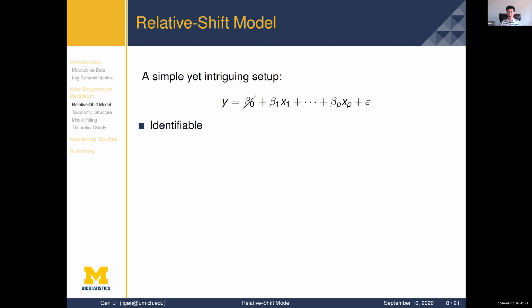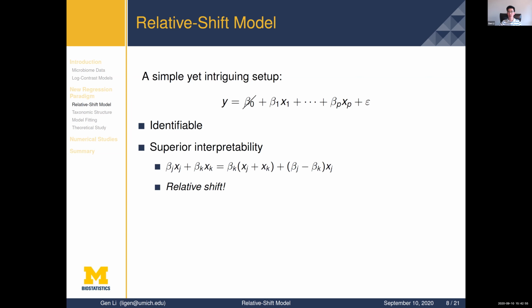Moreover, we find that this simple model has many nice properties in practice. For example, it has superior interpretability in the way that the contrast of any regression coefficient pairs, triplets, or quadruples can be interpreted as the relative effects of compositional shift. For example, take this pair of compositions, j and k. You can simply rewrite this sum as beta k times the sum of these two compositions plus the contrast of these coefficients multiplied by xj.